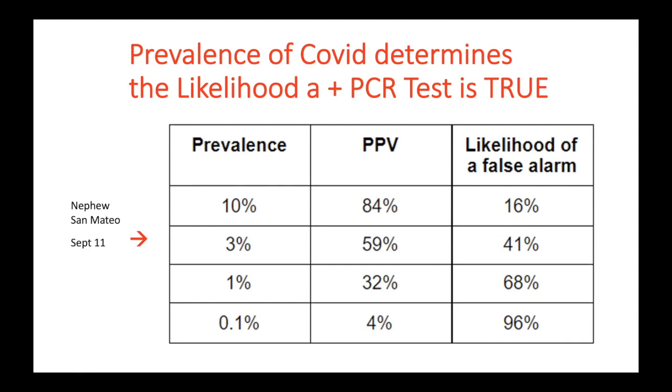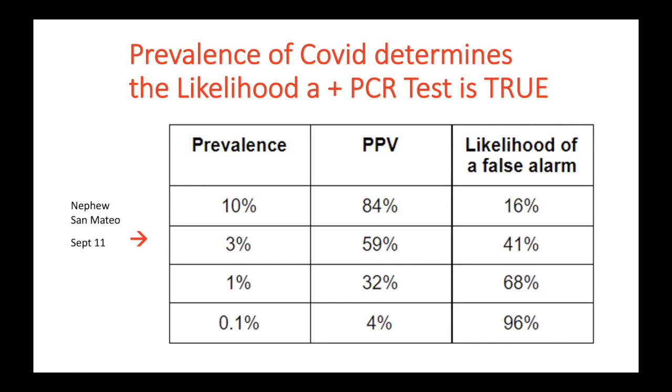Positive predictive value also goes down. Okay, so what does that practically mean? So prevalence goes down, positive predictive value of the test goes down. What does that practically mean for the community? I think if the PPV is lower, that means the chances that you get a positive result and it's true is less likely.